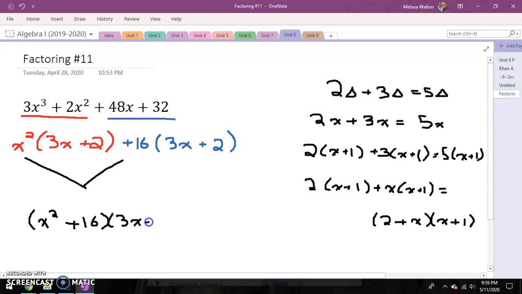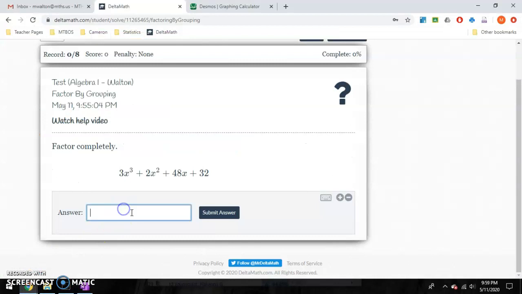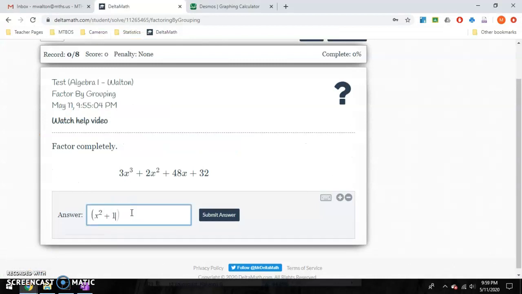All right, don't worry, we are going to do another example of this, so hang in there. But here's what we did. We factored out our GCF here. We factored out our GCF here. We ended up with 3x plus 2 and 3x plus 2. So then we just combine like terms. I have x squared plus 16, 3x plus 2's. So that is my final answer. I have x squared plus 16 times 3x plus 2.